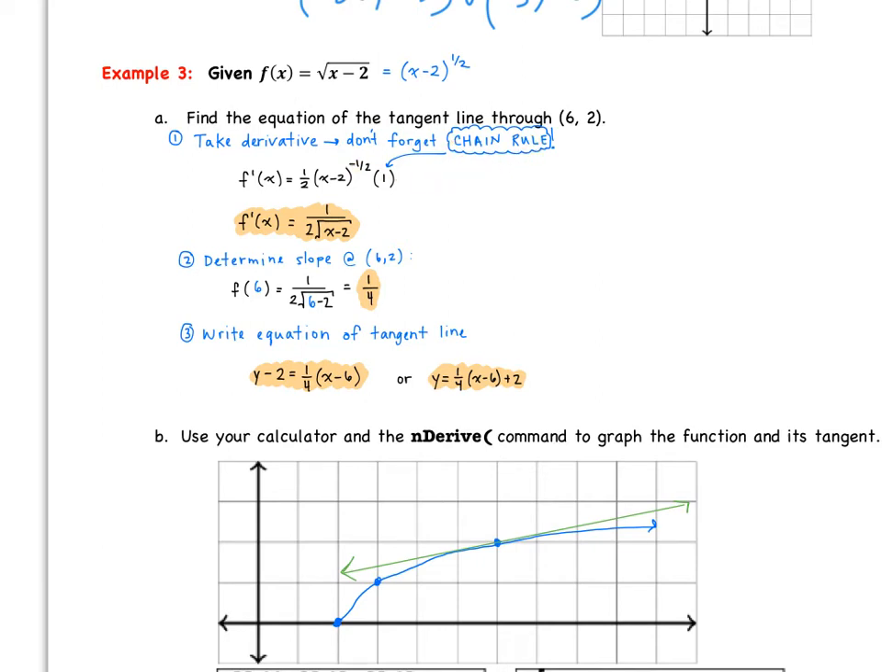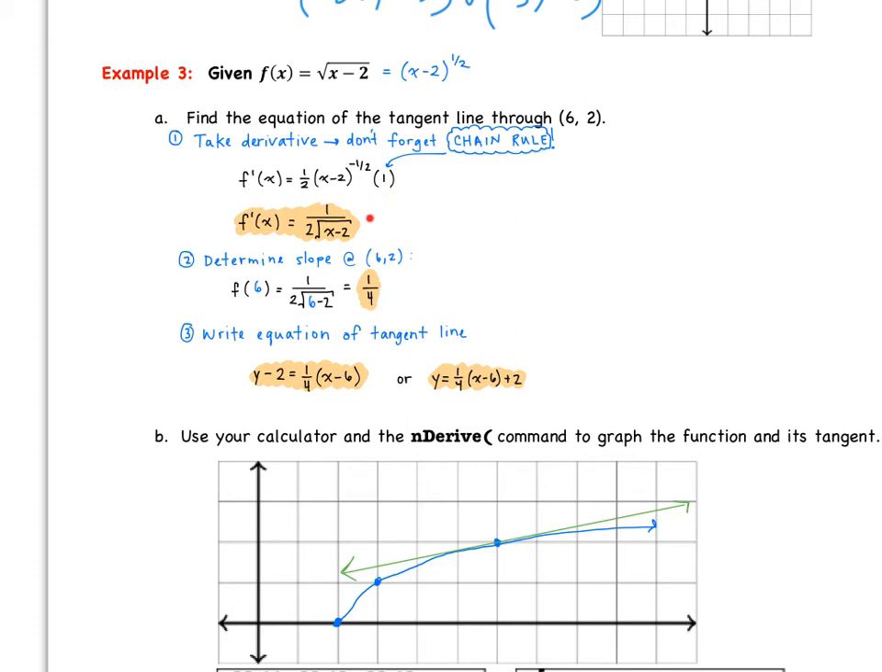Okay, so here we go. We're going to take the derivative. So when we take the derivative, remember this power comes down in front, so that's our 1/2 times x minus 2. And what do we do to this power now? We subtract 1. So that's where we get negative 1/2. Not forgetting about our chain rule, we take the derivative of what's inside, and it just so happens that it's 1. So we have to remember to multiply that by 1.